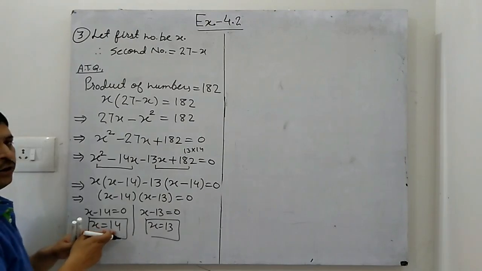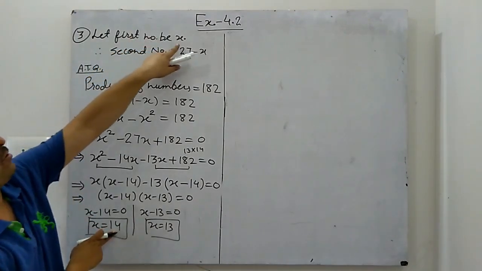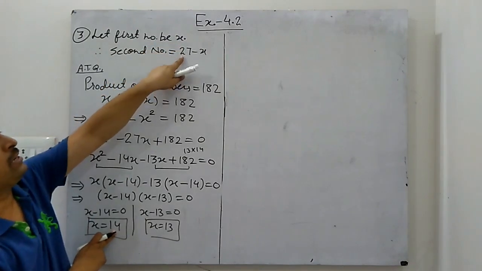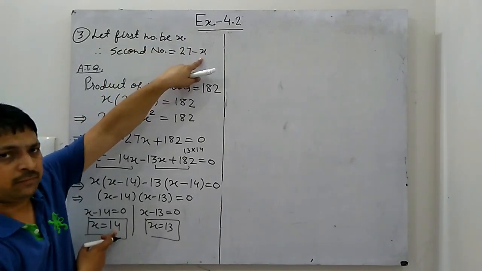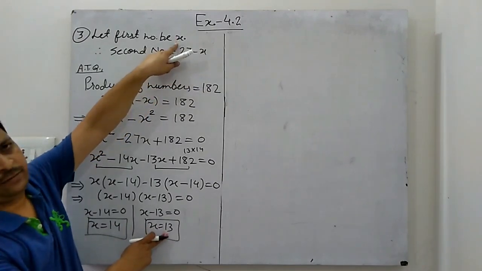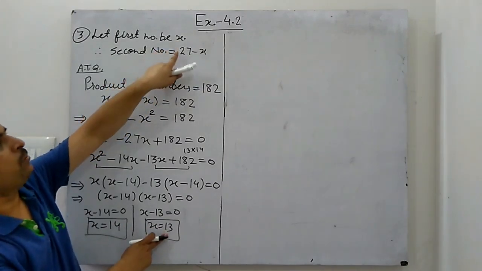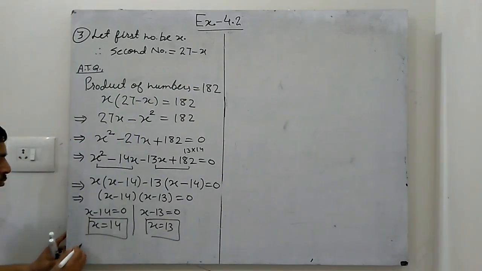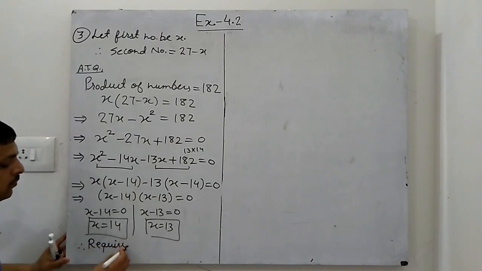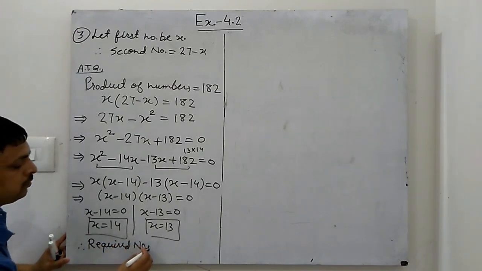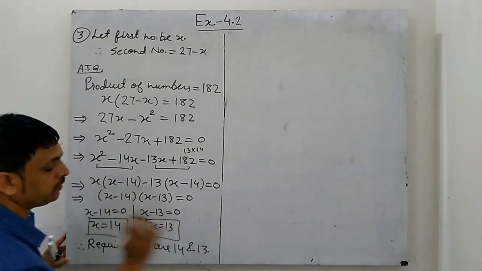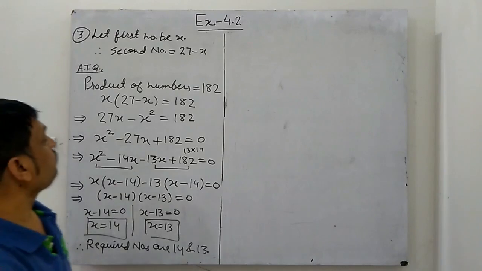If we are taking 14 as the first number, because the first number was x, then the second will be 27 minus x, that means 13. If we are taking 13 as the first number, the second will be 27 minus 13, that is 14. So we can say the required numbers are 14 and 13. Is it clear?